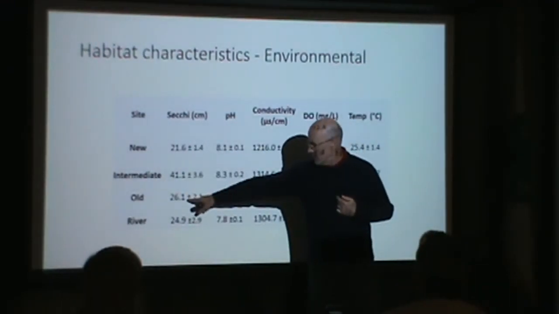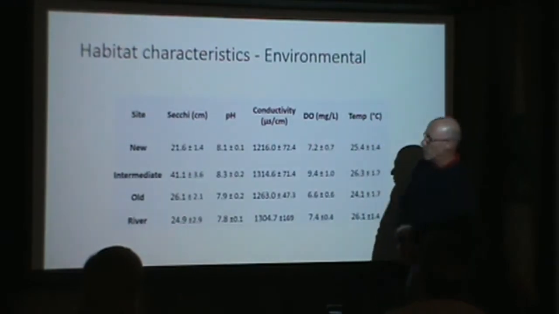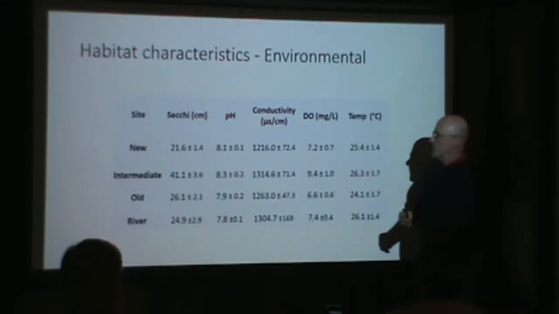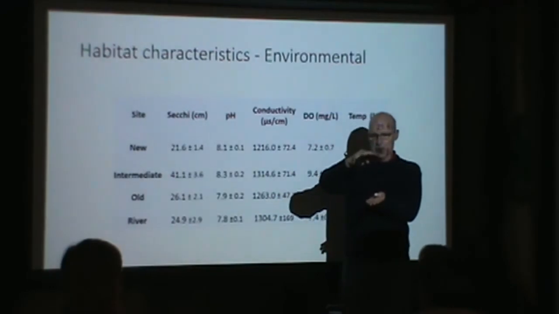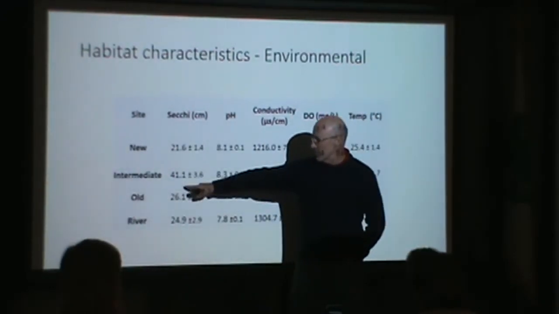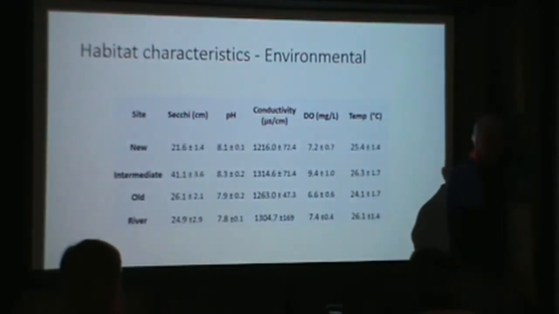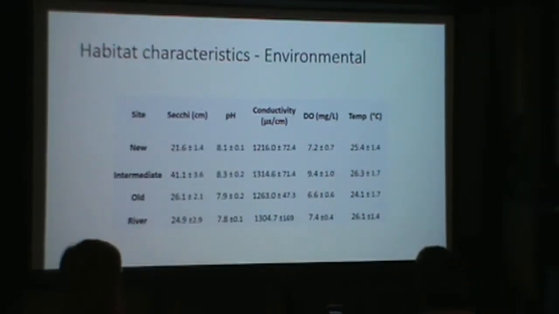21, 41, 26, 24. So that means resaca water is relatively murky. You know, 20 centimeters is what you can see. Intermediate resaca, however, is a little bit clearer. There were a lot of macrophytes, a lot of aquatic plants. You may have seen that in several farms if you have visited. So that was expected in that sense.